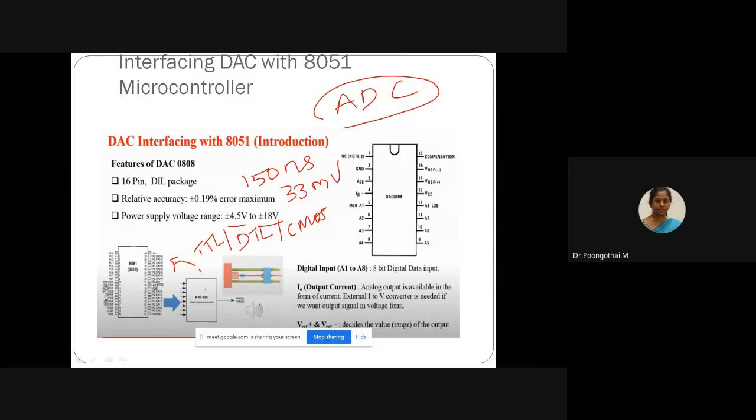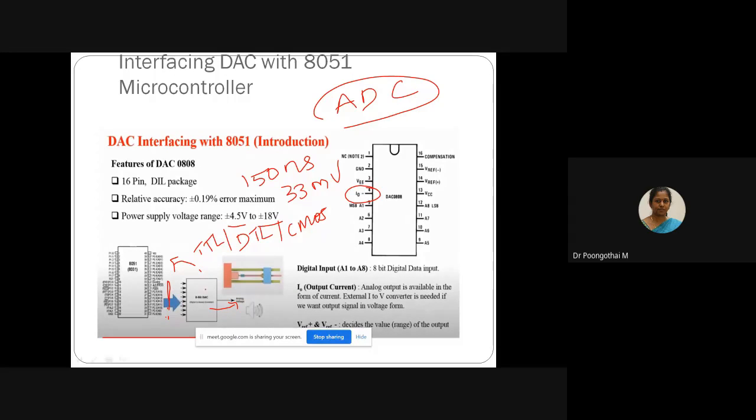Whatever value we are converting, that value should be sent to this IC through this port. Based on the R-2R ladder network, the conversion operation is performed and the output will be placed at the I out. Your output signal will be I out. This is the I out.